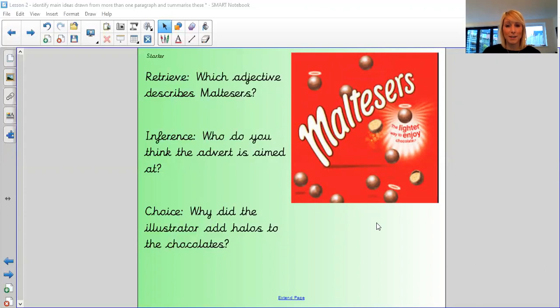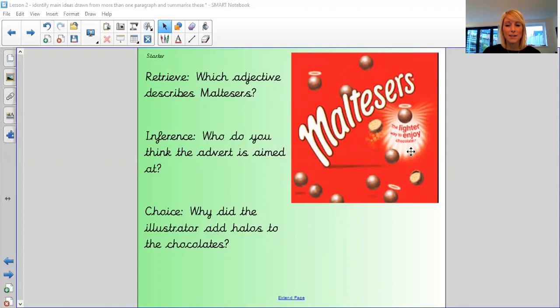Okay, so on the picture, it says Maltesers, the lighter way to enjoy chocolate. So the adjective is lighter, okay? Our inference question then, who do you think the advert is aimed at? That's a bit of a broader question, isn't it? So who might the advert be aimed at? So I think the advert is aimed at children and also adults, anybody really who likes chocolate, okay? So people of all ages like and enjoy chocolate, don't they? So the advert is aimed at anybody who might like chocolate.